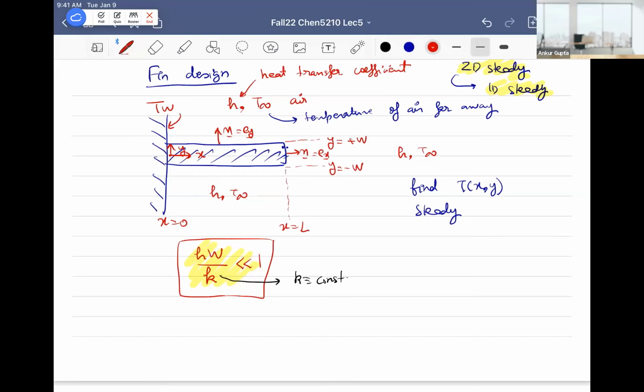Now the interesting part is the sign. What do you think I should take as the normal? You can choose it to be arbitrary. Plus e_y or minus e_y? Let's take minus e_y. Good. If you take minus e_y, what will change? I'll still go from T to T infinity, right? Because the surface is at temperature T and far away it is T infinity.